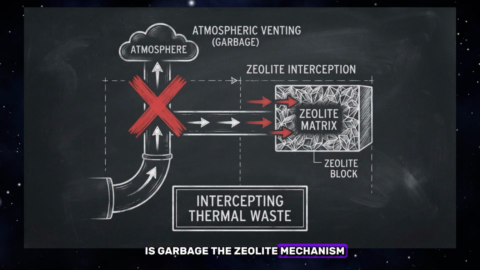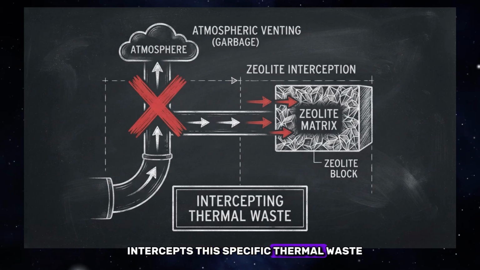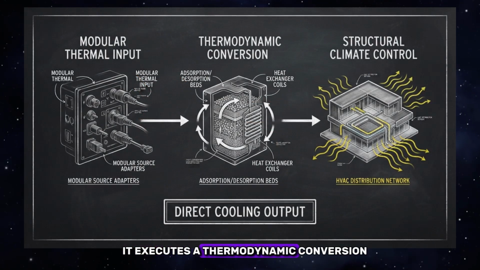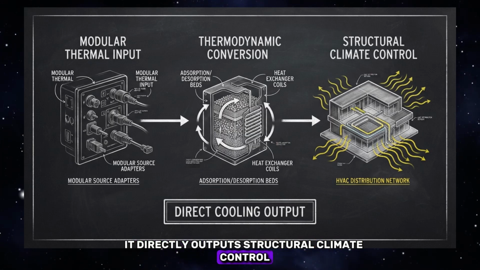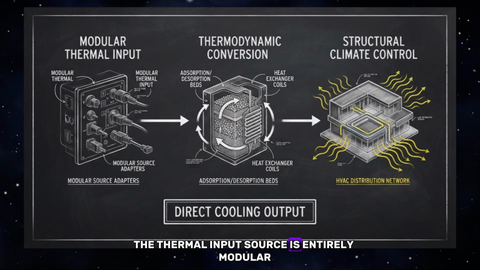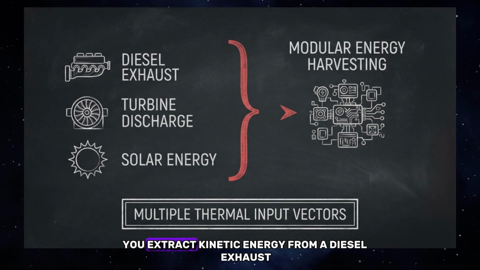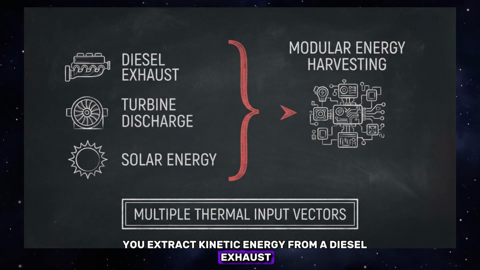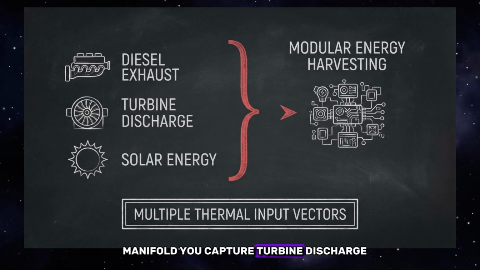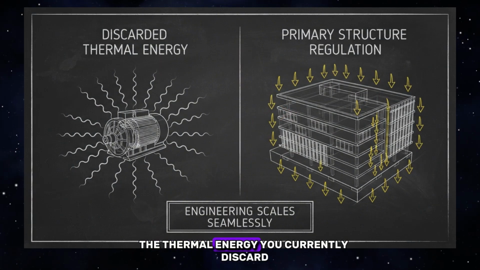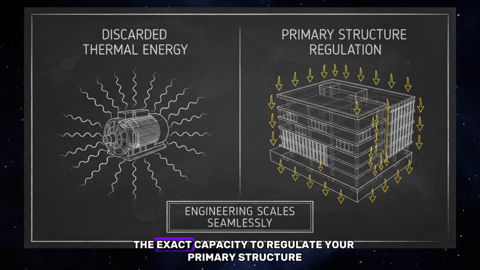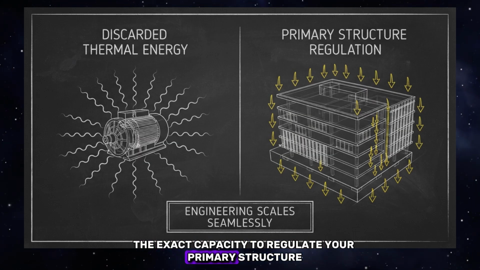The zeolite mechanism intercepts this specific thermal waste. It executes a thermodynamic conversion. It directly outputs structural climate control. The thermal input source is entirely modular. You extract kinetic energy from a diesel exhaust manifold. You capture turbine discharge. You harvest direct solar energy. The thermal energy you currently discard possesses the exact capacity to regulate your primary structure.